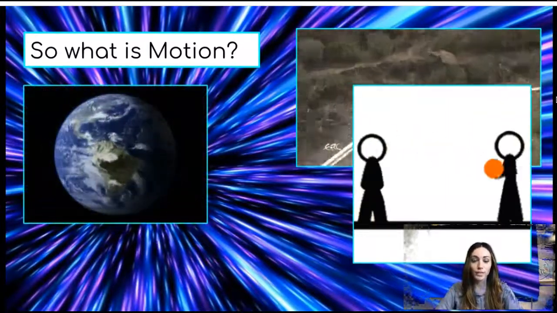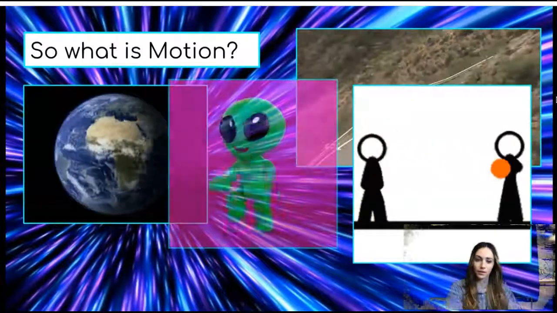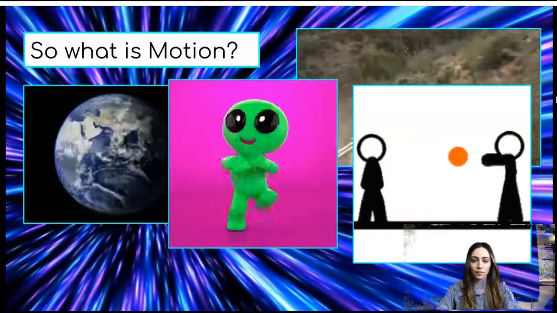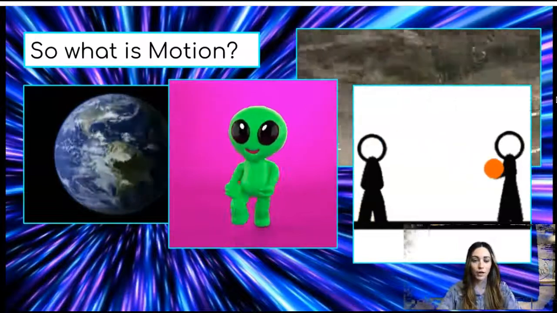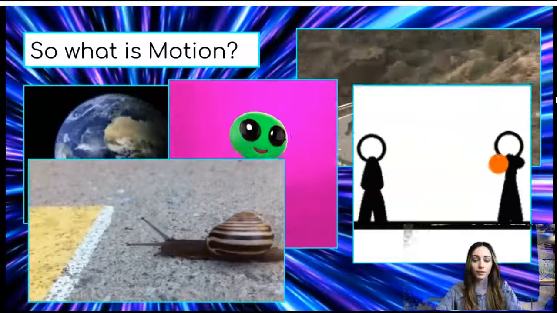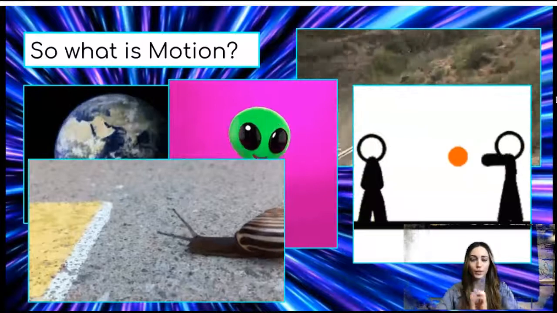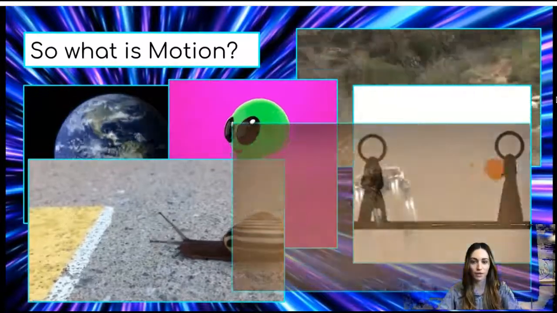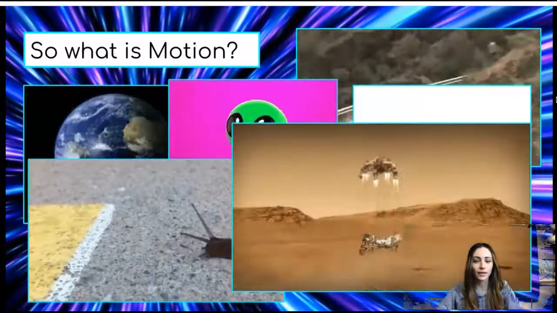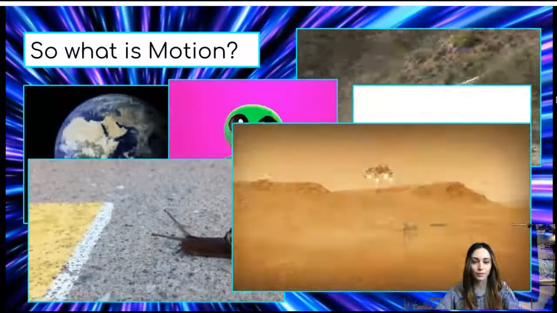Here we have the earth spinning on its axis, rotating around and around constantly. Another example of motion. Dancing alien, hitting some sick moves. He's not going very far, but he definitely seems to be in motion in some way. Another example of very slow motion, but still motion, with this snail slowly but surely making his way to the finish line of that race. And finally, we see Perseverance 2020 landing on the surface of Mars. Lots of motion happening there.